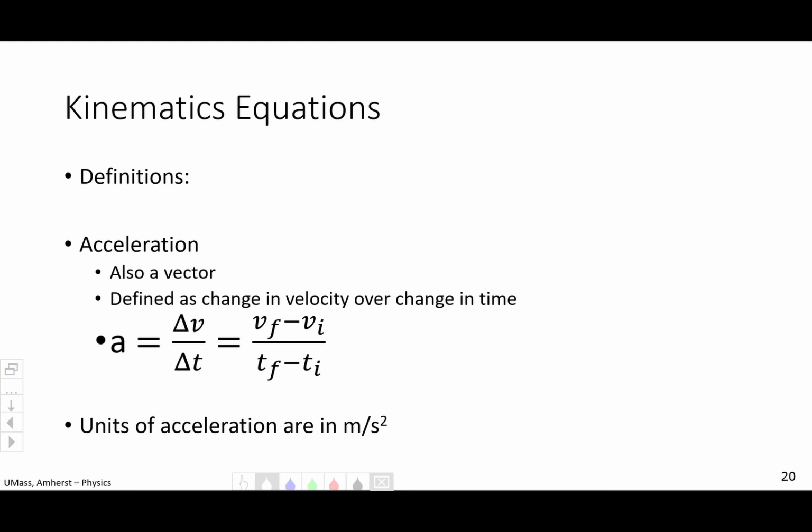So if you're told that it takes 2 minutes to accomplish a task, that is 2 minutes minus 0, right? That's where your time started, at 0. So the units of acceleration are indeed meters per second squared. So there's your formula. Let's move on.